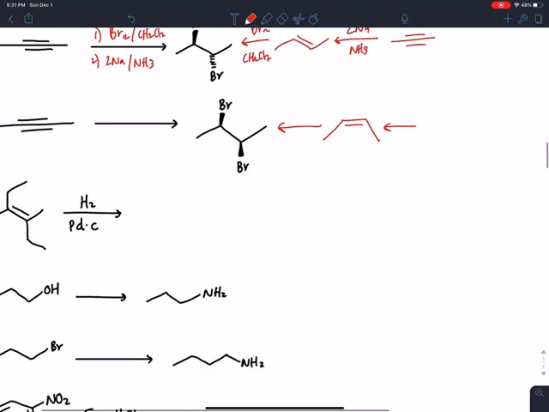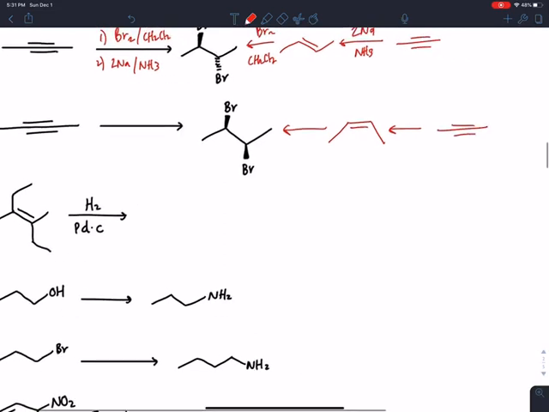So the question is, how do you make a cis double bond, starting with a triple bond? And that reaction is H2 over Lindlar's catalyst. How do you make a double bond go to 2 Brs? Well, that's just Br2 over CH2Cl2.